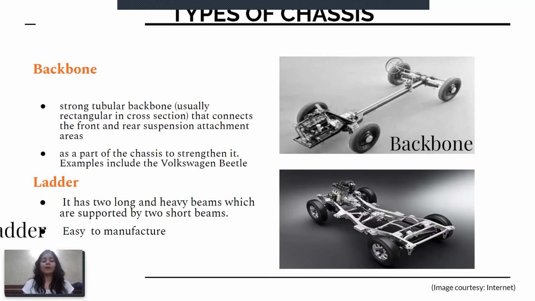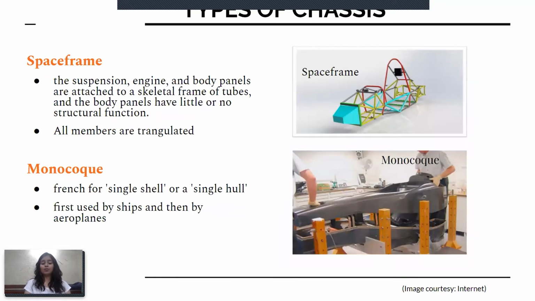The chassis also makes the car assembly easier. The ladder chassis is quite heavy and thus finds its use in vehicles that need to tow heavy stuff around. Now coming to space frame. In a space frame chassis, the suspension, engine and body panels are attached to a skeleton frame of tubes, and the body panels have little or no structural function. All members are triangulated.